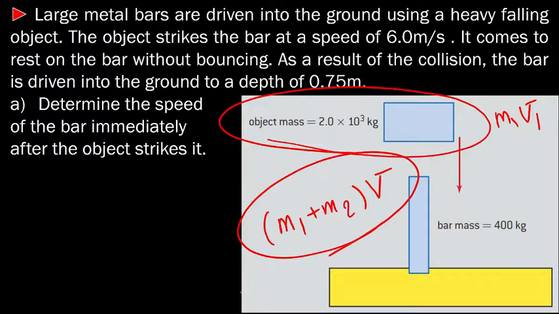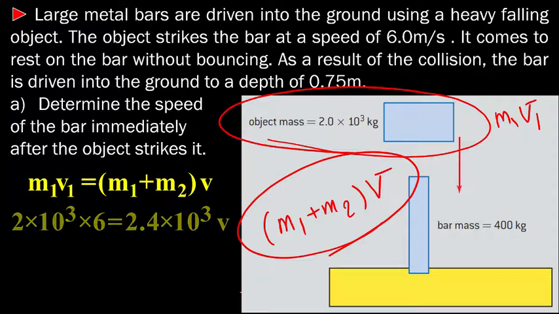This is the total momentum of the system after the collision. If we put them equal and substitute the values, we will get v to be 5 meters per second. This is the velocity of the system immediately after the collision.